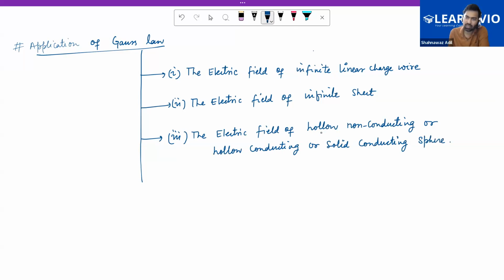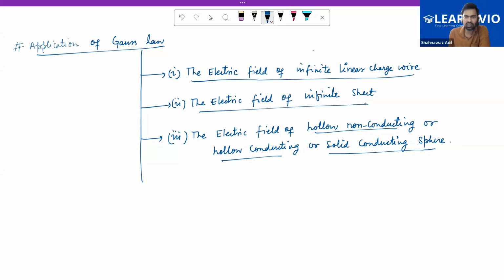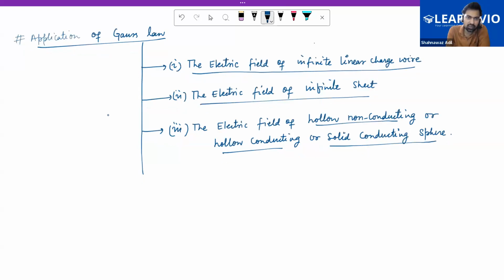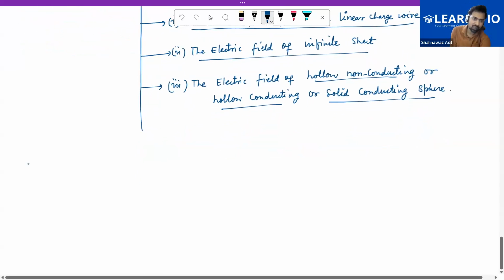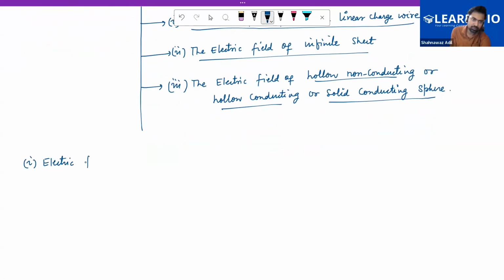So all these things are the same. This one, this one, this one. So we have to use the Gauss law to find out the electric field of these quantities, right? These are the things that we have to calculate. And let us understand the first one. So we have the electric field of an infinite linear charged wire.